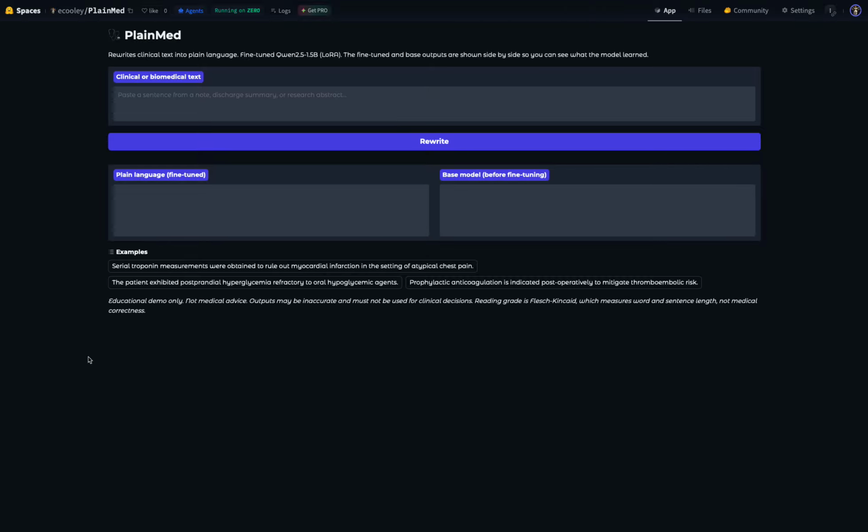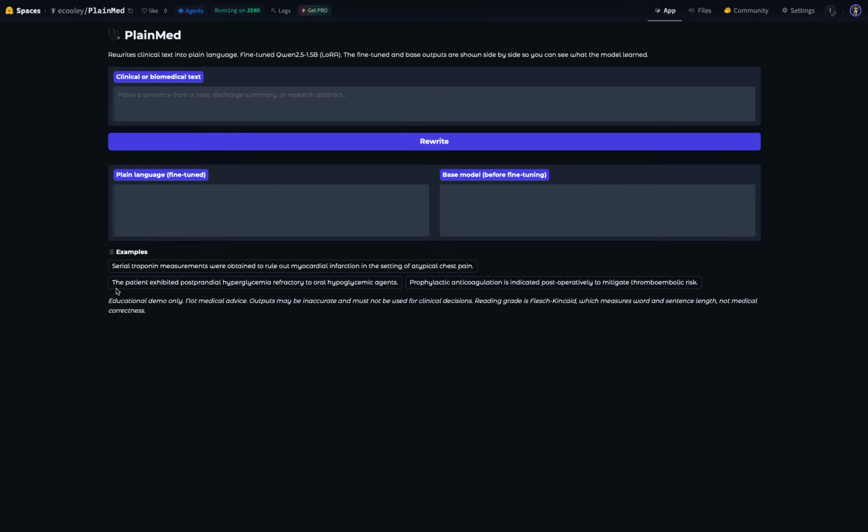Here I fine-tuned a Qwen model on pairs of clinical sentences and their plain language versions so that it could differentiate and understand the translations. I trained the model with a Google Colab GPU tier, and then I downloaded that model onto Hugging Face Spaces and uploaded this application here.